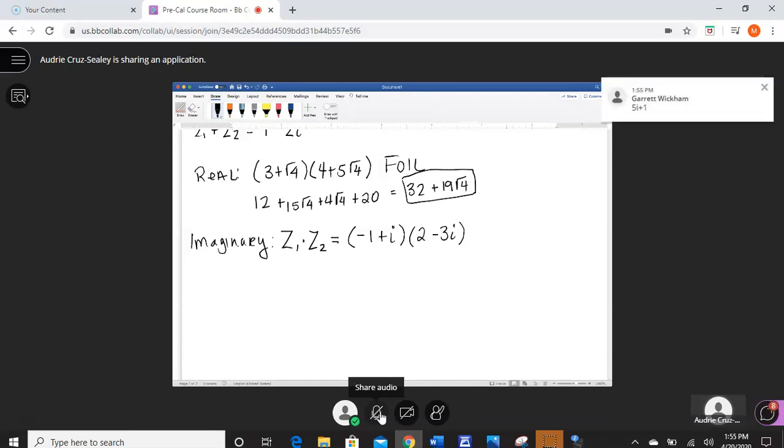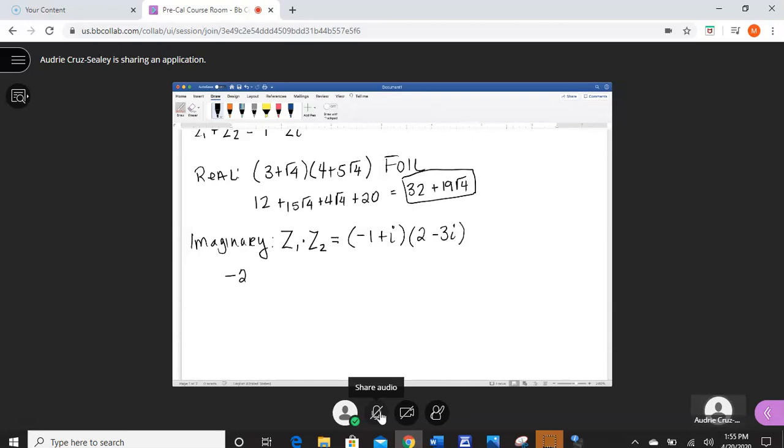We okay? Did we FOIL? When you FOIL, what do you get? -2 plus 3i plus 2i minus 3i squared. We hear that?